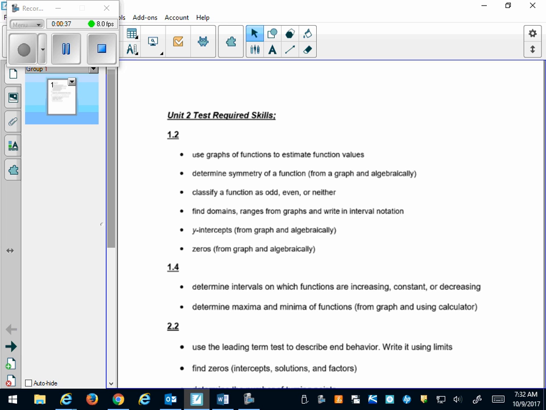So going forward, when we have a test, a good thing to do is take your notes packets, look at the learning goals, and say, okay, this first goal, do I know how to do that? The second goal, do I know how to do that? Okay, so that's what this is.